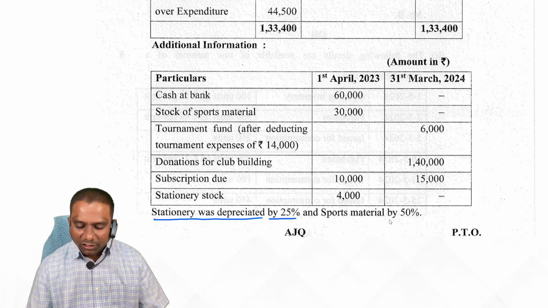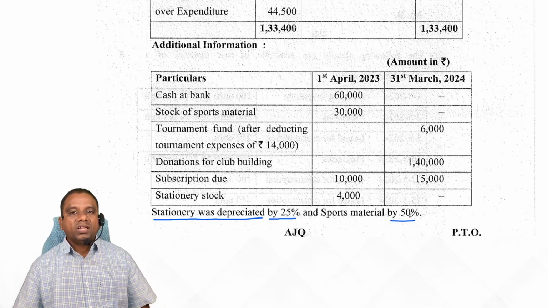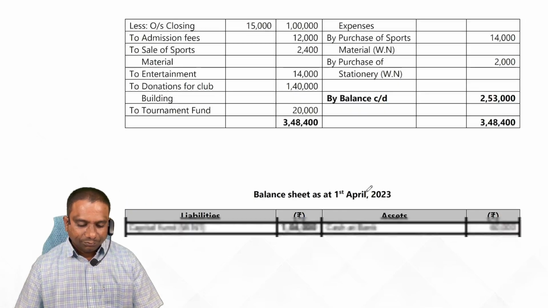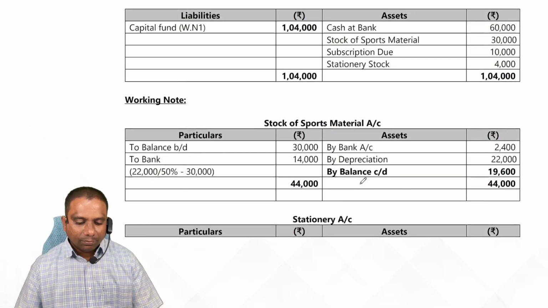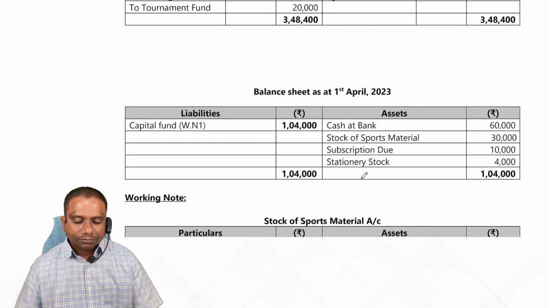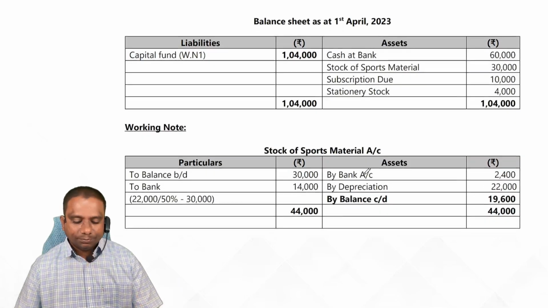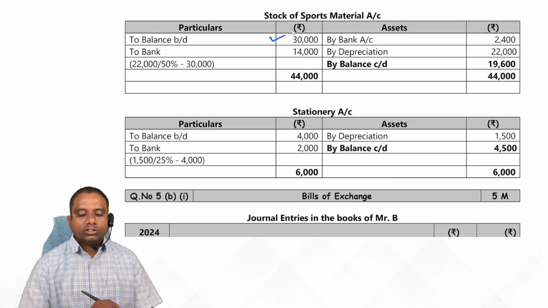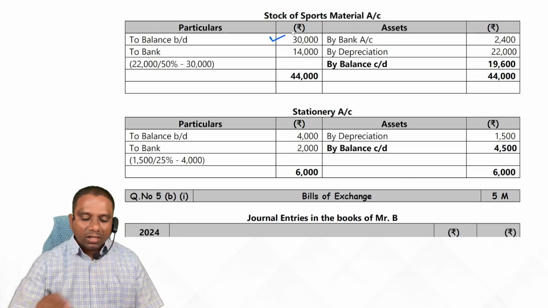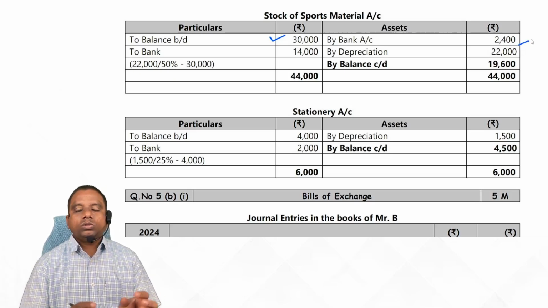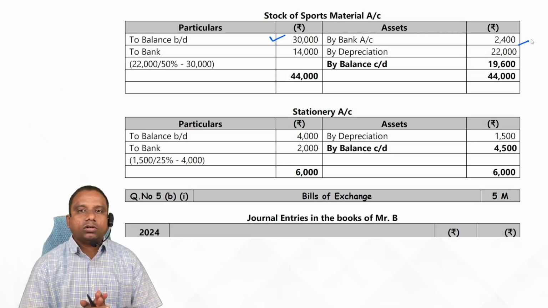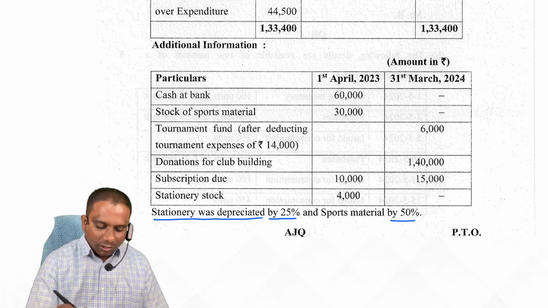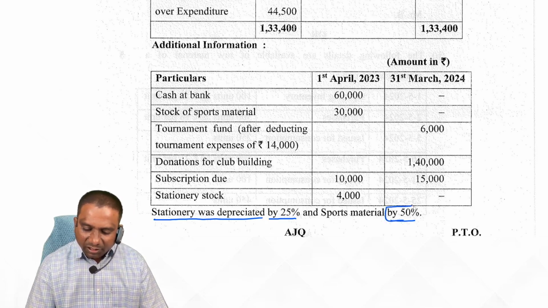In this problem, the important two calculations which I have to discuss is stationery was depreciated by 25% and sports material by 50%. These two are very important, students. Look at, this is opening balance sheet. Now look at stock of sports material. They said we have opening stock of sports material is 30,000, and they are also saying that we sold 2,400 worth of stock of sports material. Now, if you observe, they are giving depreciation on sports material is 50%.